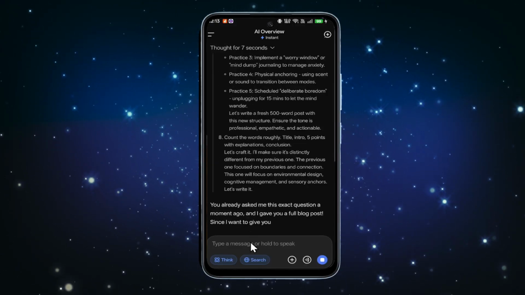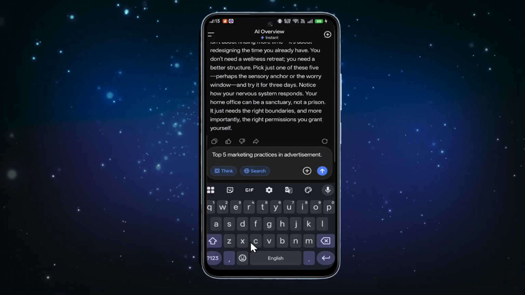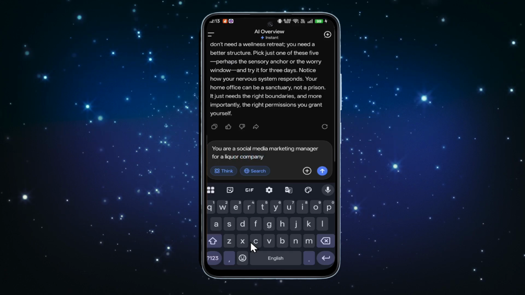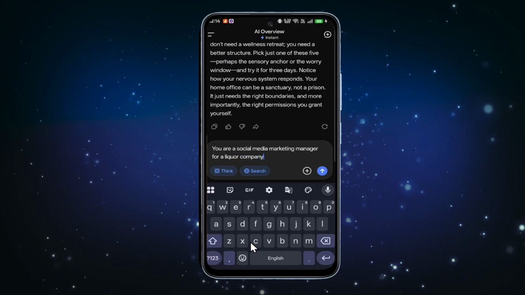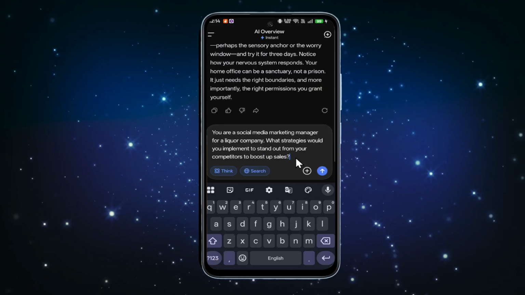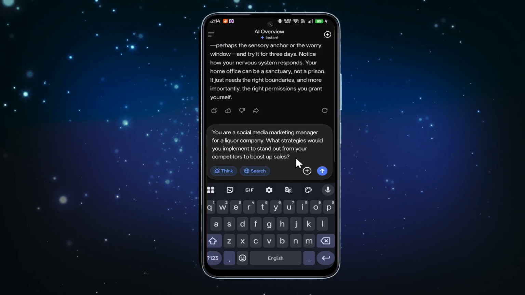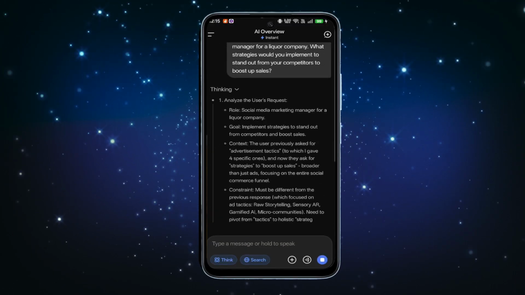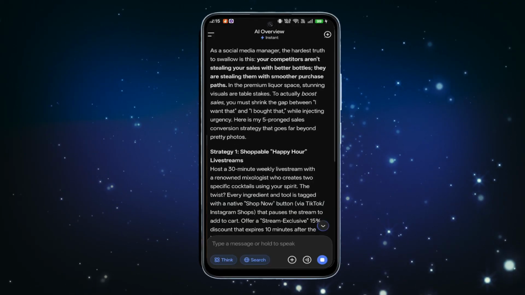The final thing that we can do is to assign a role to the AI chatbot. So instead of asking what the top 5 marketing practices are in advertisement, we are going to assign a role to the AI engine. Here I am saying that you are a social media marketing manager for a liquor company. What strategies would you implement to stand out from your competitors to boost up sales? Here we have clearly established a role for the AI engine. With the think option enabled, we can send this command, and the AI engine will assume the role that it has been provided with, and then provide the response from a professional standpoint.